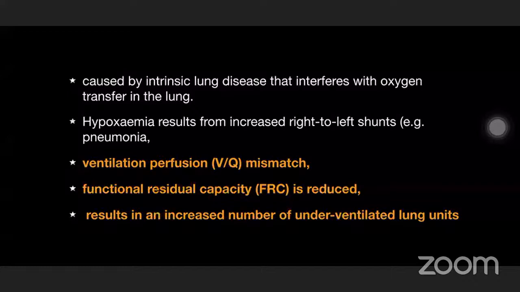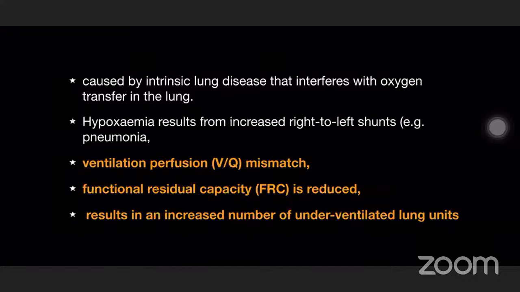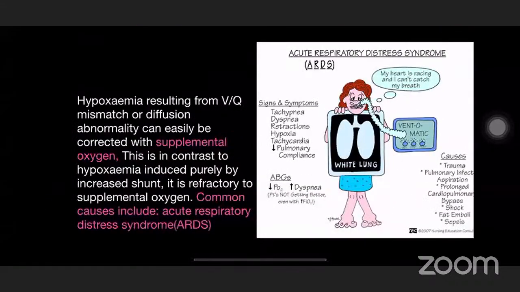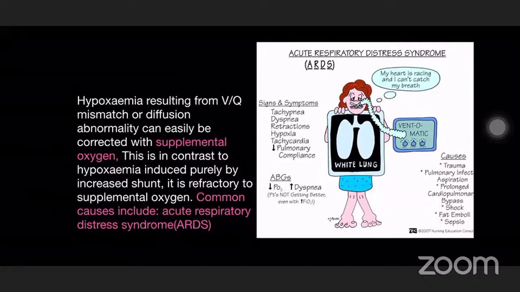This results in an increased number of under-ventilated lung units. Hypoxemia resulting from V by Q mismatch or diffusion abnormality can easily be corrected with supplemental oxygen. This is in contrast to hypoxemia induced purely by increased shunt. It is refractory to supplemental oxygen. Common causes include acute respiratory distress syndrome, or ARDS.